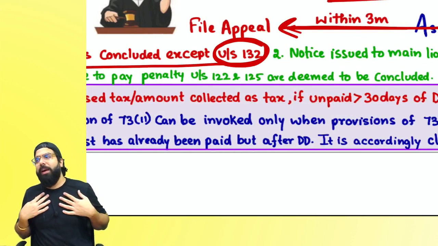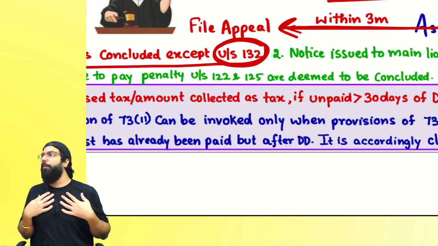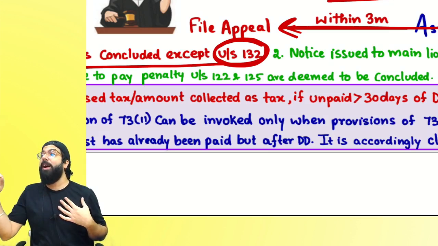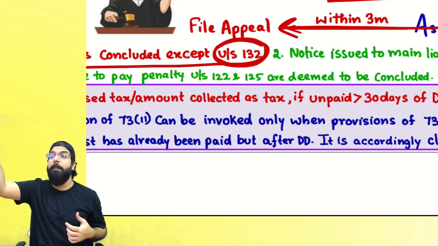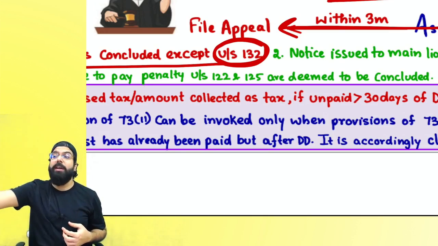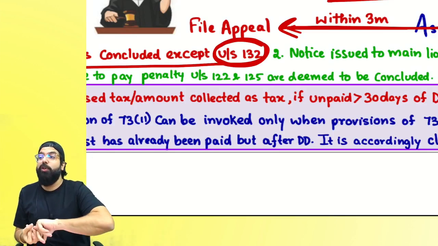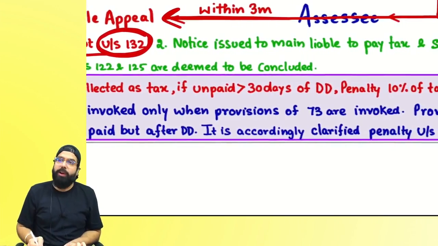Means if against me, supposedly a 73 and 74 demand order is given, if I make the demand order payment, all proceedings against me will be concluded other than section number 132. Section number 132 talks about imprisonment. If I have done a fraud of a higher amount, they will tell us we will send you to jail also, right everyone? So section number 132 is also referred over here.